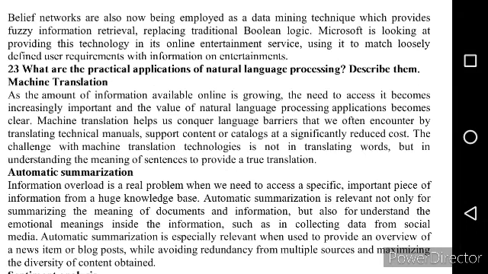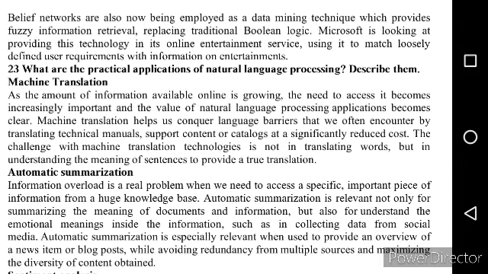What are the practical applications of natural language processing? Describe them. Machine translation. As the amount of information available online is growing, the need to access it becomes increasingly important, and the value of natural language processing applications becomes clear. Machine translation helps us conquer language barriers that we often encounter by translating text.